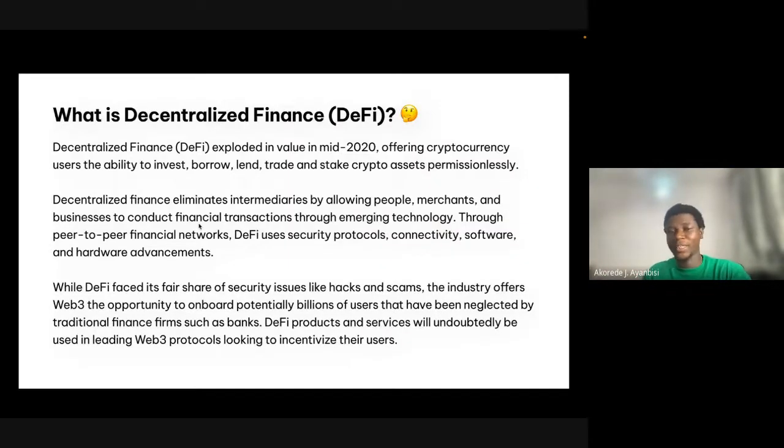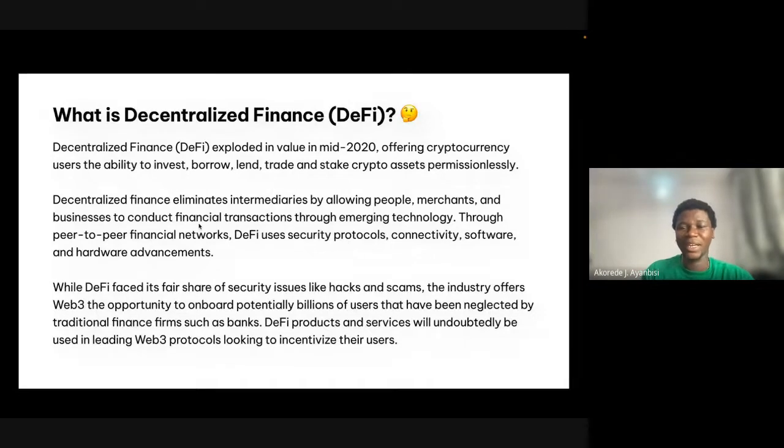So just before I dive into the whole user experience part of it, I would like to also talk about what decentralized finance is about. Decentralized finance exploded in value in mid-2020, just after that lockdown, offering cryptocurrency users the ability to invest, borrow, lend, and stake crypto assets permissionlessly. Permissionless is when you have full ownership, full control. There's no control over you. You are your own boss, right? You can decide to invest, you can decide to borrow. You are your own government when it comes to owning these assets.